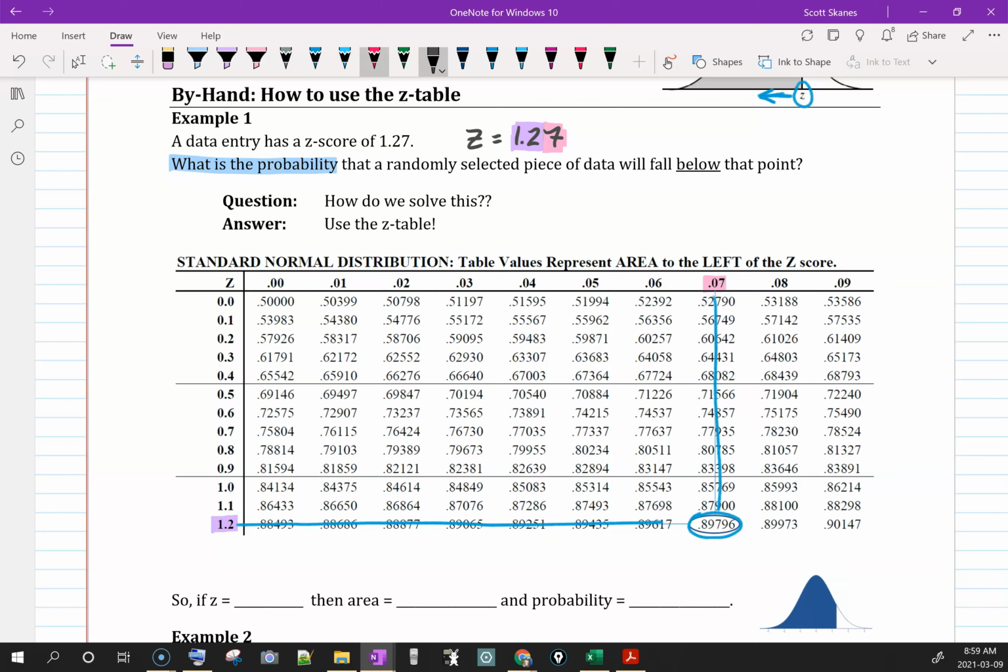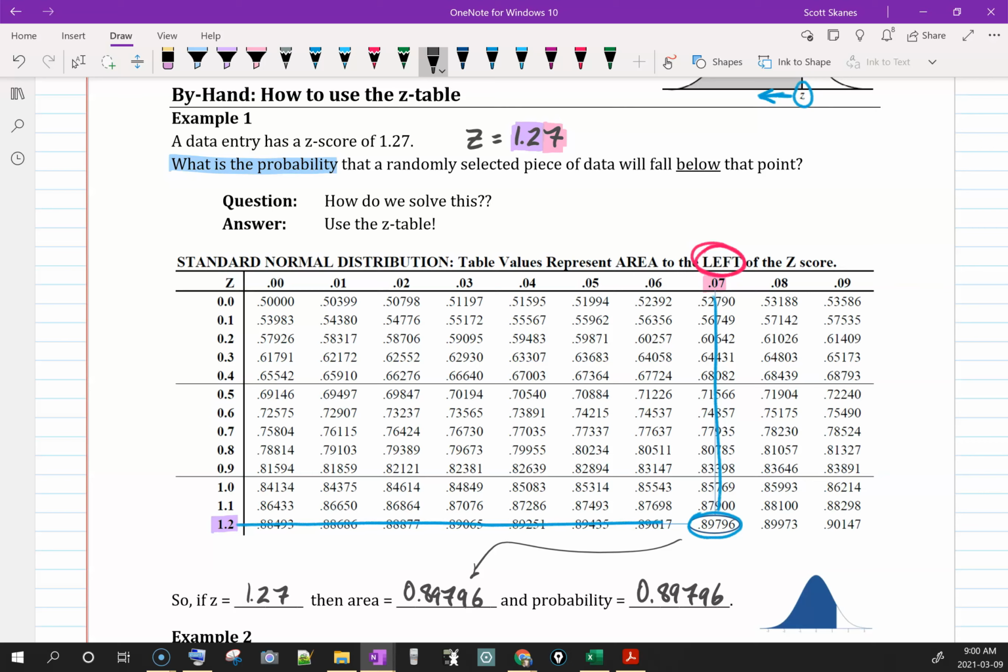And it is very important. It's the area to the left. Okay? It's the area to the left of the z-score. So if the z-score is 1.27, then the area below that z-score is going to be 0.89796. And that means that the probability is 0.89796.